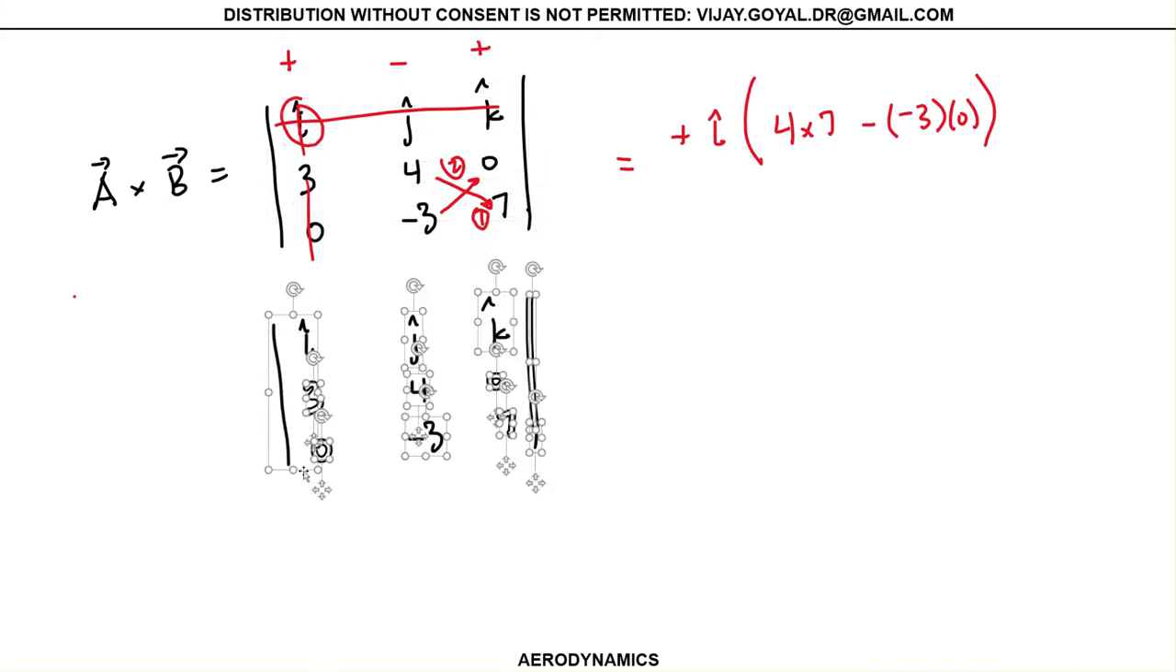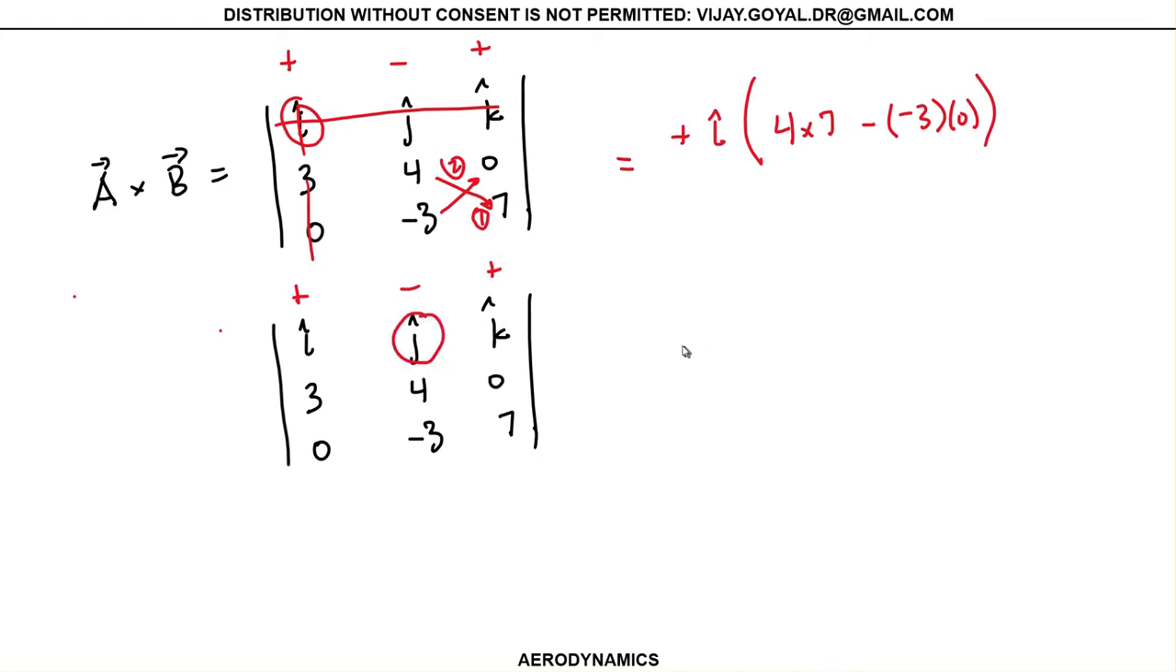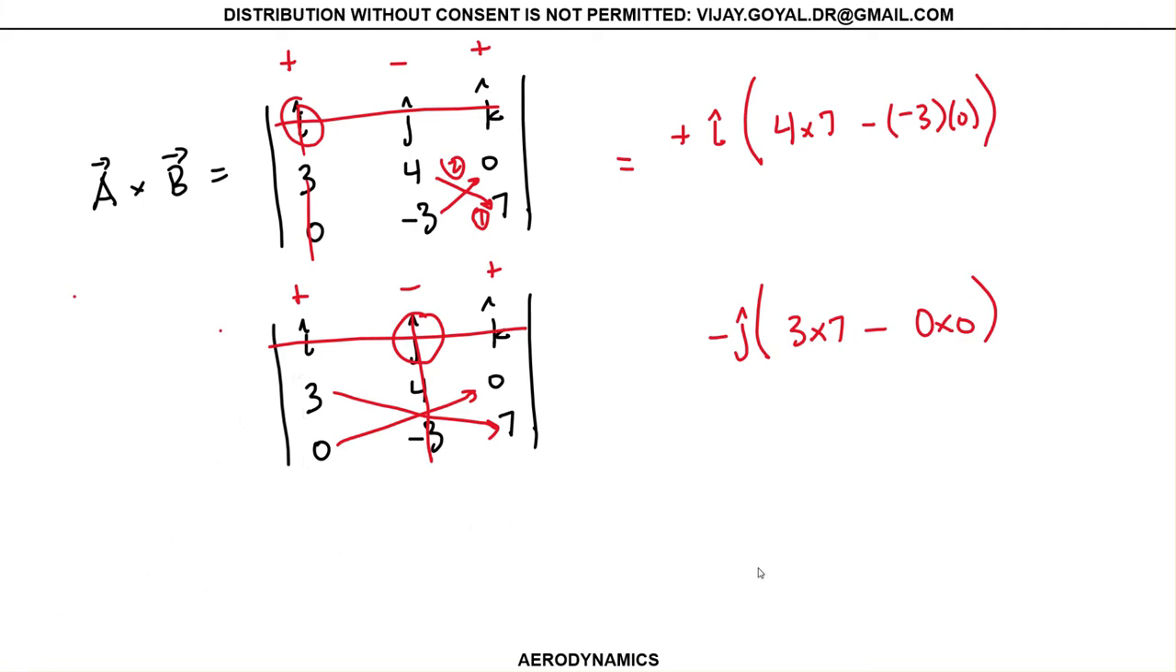Now we move to the next one. We say this is plus, minus, plus. Now we work with J, and this will be minus, so this is minus J. We eliminate this column and this row, and you end up with these two. Now you cross multiply these: 3 times 7 minus 0 times 0. Then you do the last one.